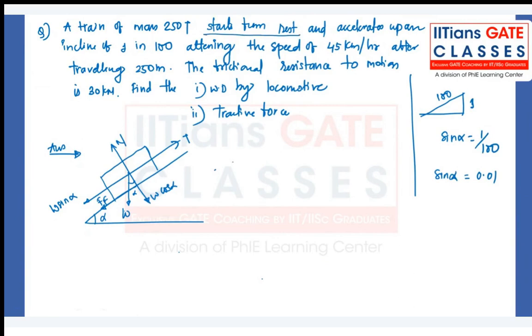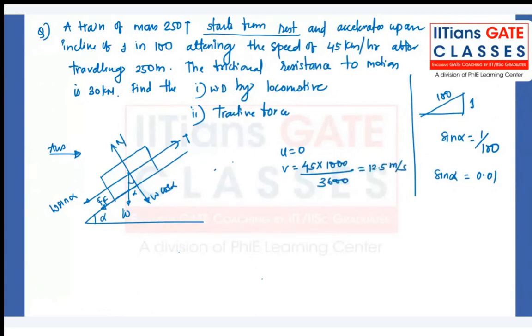So the train of mass 250 tons is starting from the rest and accelerates upward on this inclined plane, attaining the speed of 45 kilometer per hour. So basically u is 0 and v is equal to 45 into 5 by 18, or 1000 divided by 3600, will give you the value of v.